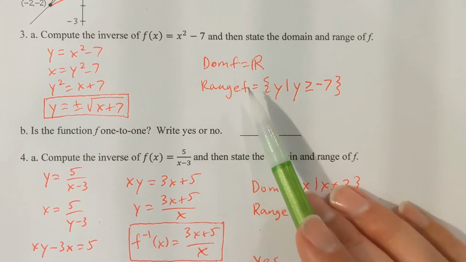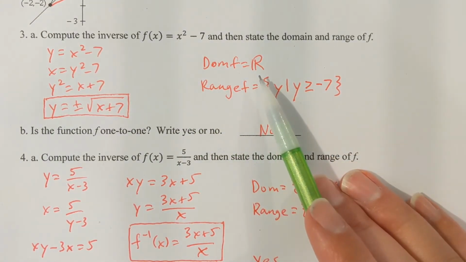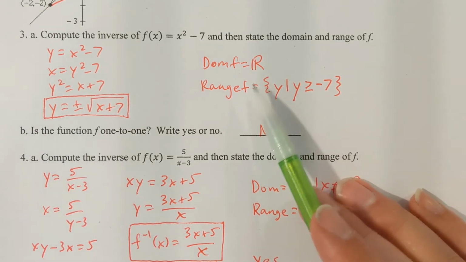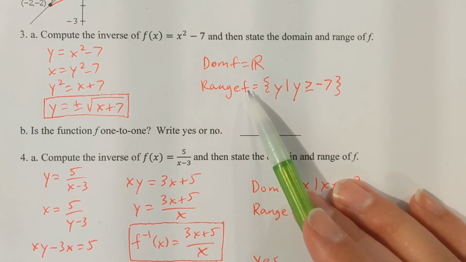Find the domain and the range of f. Okay, f is a quadratic. The domain of any quadratic is all real numbers. We did lots of things with quadratics in Chapter 3. The range of the function, a couple of different ways that we can see this.